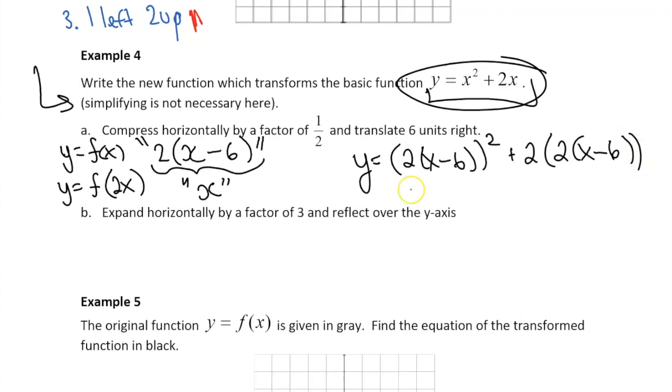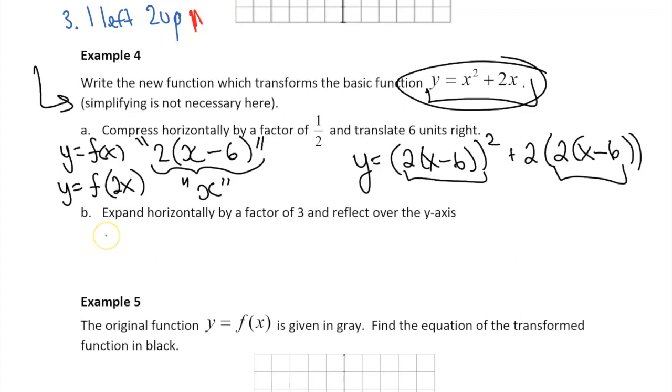So wherever there was an x, we've replaced it, and it may make more sense now that we don't need to simplify it from here. This is your best final answer. By expanding and simplifying, you would actually make it look a little more complicated. It'd be tough to be able to figure out what the actual transformation was. So by leaving it in this form, it's telling us that we have a horizontal compression by 1/2, and then we're moving it 6 units to the right.